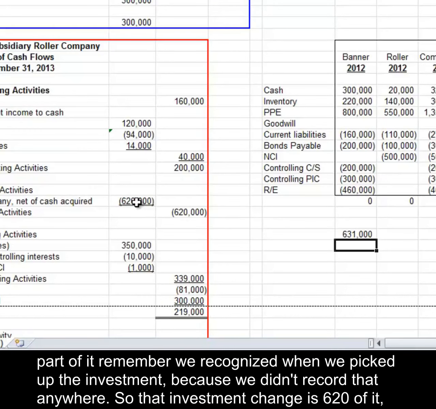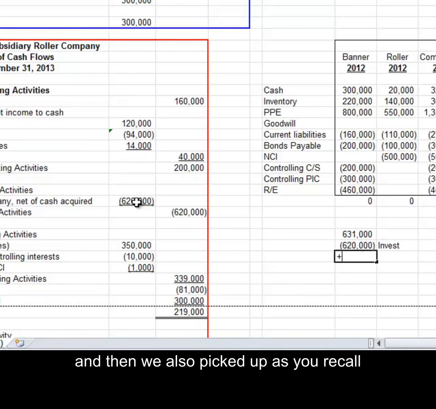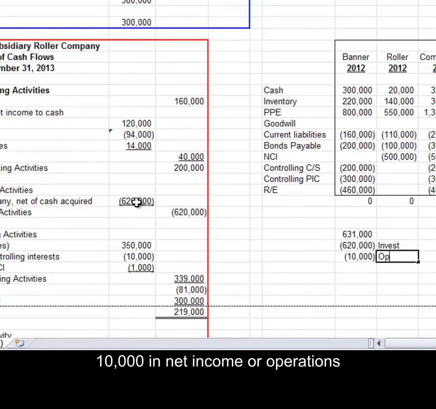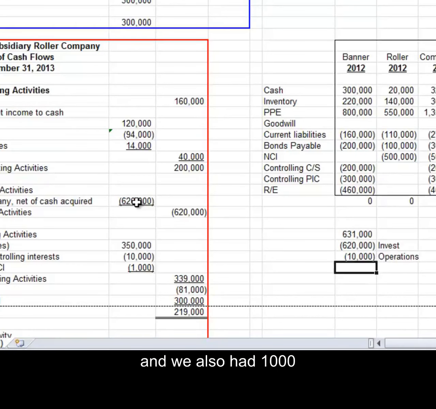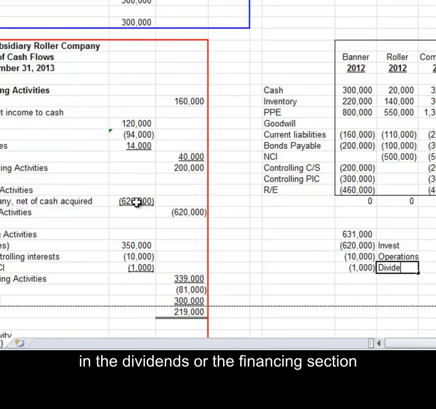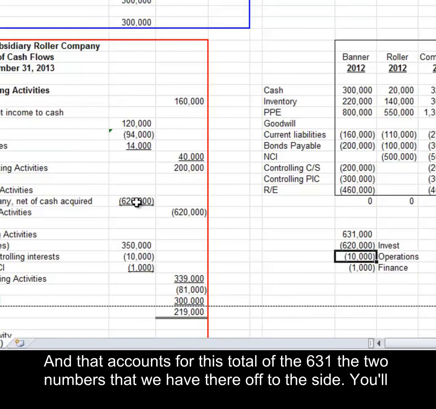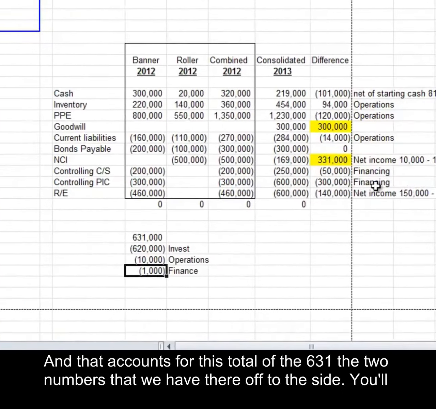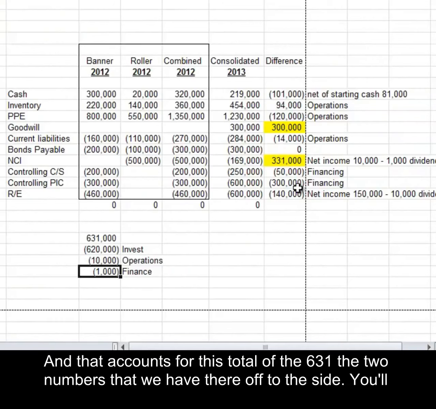Part of it, remember, we recognized when we picked up the investment because we didn't record that anywhere. So that investment change is 620 of it. And then we also picked up, as you recall, 10,000 in net income or operations. And we also had 1,000 in the dividends or the financing section for the NCI. And that accounts for this total of the 631, the two numbers that we have there off to the side.